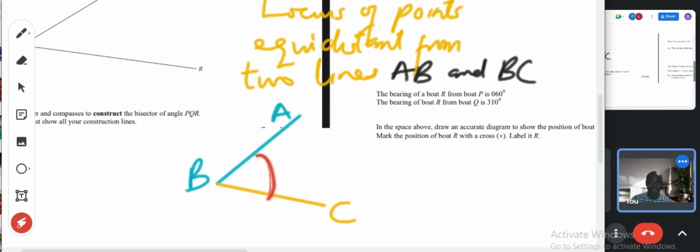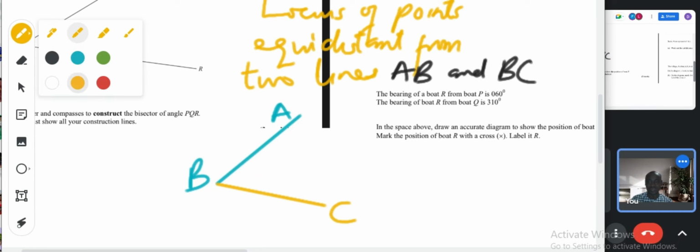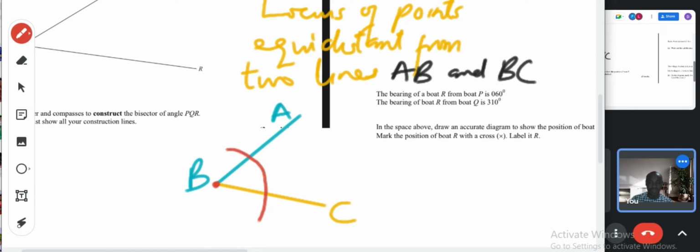Yes, that's the angle formed between line AB and line BC. To do that, of course, you place your compass at where the angle is formed. You place your compass at B, open it to any radius at all, and make an arc like this. Did you see what I did?